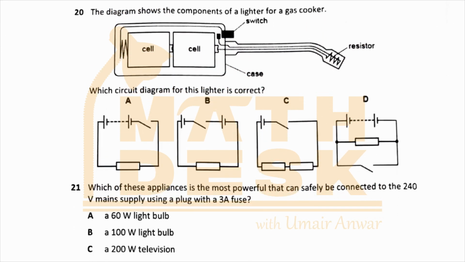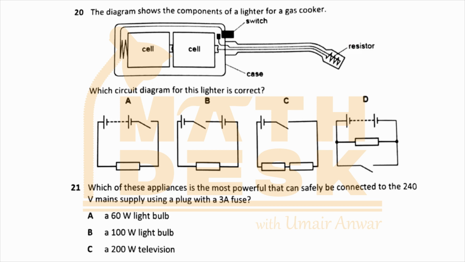The next part says the diagram shows the component of a lighter for a gas cooker. So we have a switch over here, two cells, and then there is a resistor, and this is enclosed in a casing. Which circuit diagram for this lighter is correct?